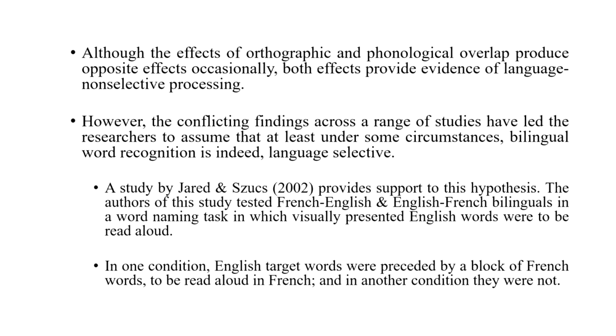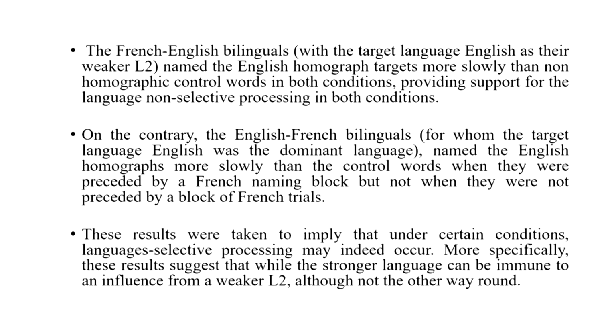Now, in a study by Jared and Szucs, there is some support for this idea. The authors tested French English and English French bilinguals in a word naming task wherein they visually presented English words which were to be read aloud. In one condition, English target words were preceded by a block of French words to be read aloud in French, and in another condition, they were not. Now, the French English bilinguals, with the target language English as their weaker L2, named the English homograph targets much more slowly than the non-homographic control words in both the conditions, providing at least some support for the fact that language non-selective processing is happening in both conditions.